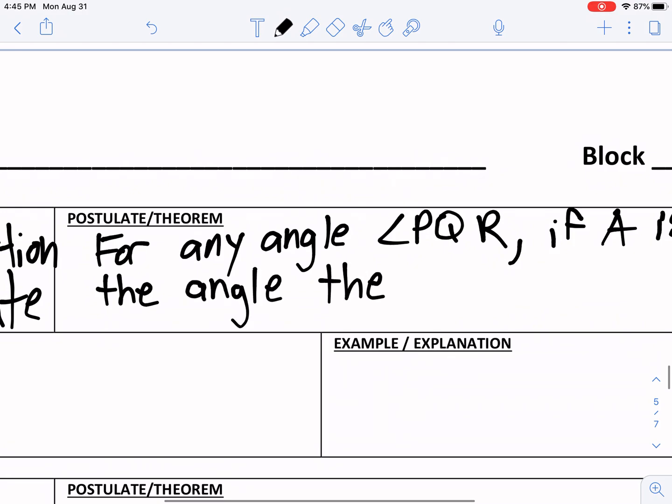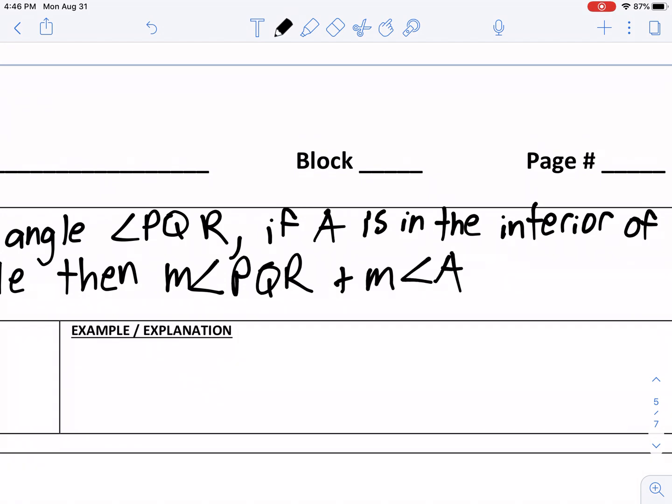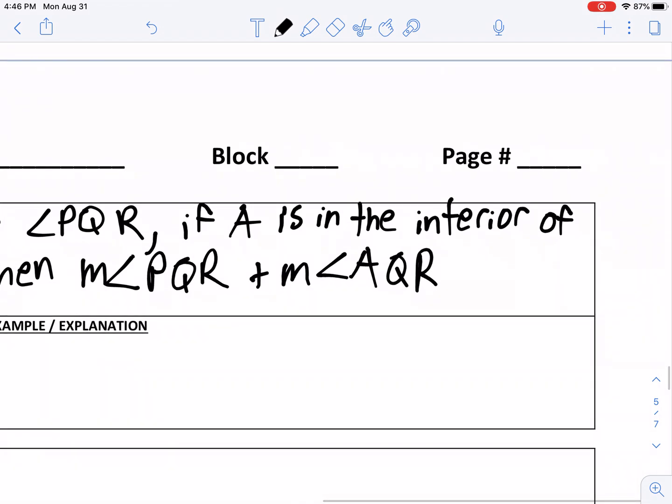then the measure, remember if we put an M in front of the angle sign, it means the measure of, in terms of degrees, the measure of angle PQA, my bad guys, plus the measure of AQR equals the measure of angle PQR.